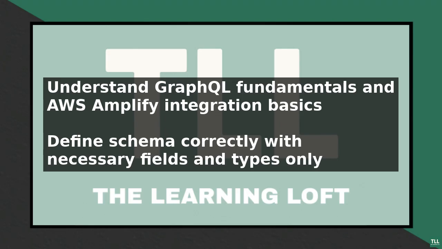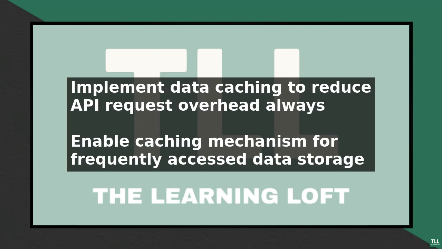The first step in optimizing your AWS Amplify GraphQL API is to define your schema correctly. Your schema should be well structured and only include the necessary fields and types to reduce overhead and improve performance. Use resolvers to handle complex logic and keep your schema simple.